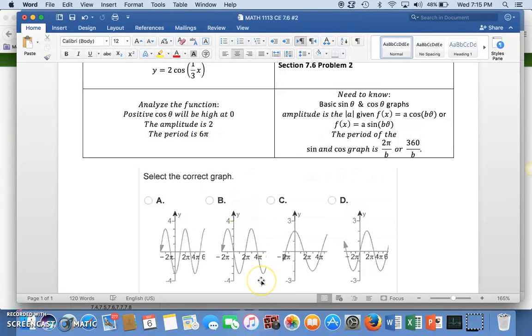Well, let's see what happens here. If you go from here down, that's 2 pi, 4 pi, and it's going to come back up to 6 pi. Is that going to be a complete period? Or what could we do?